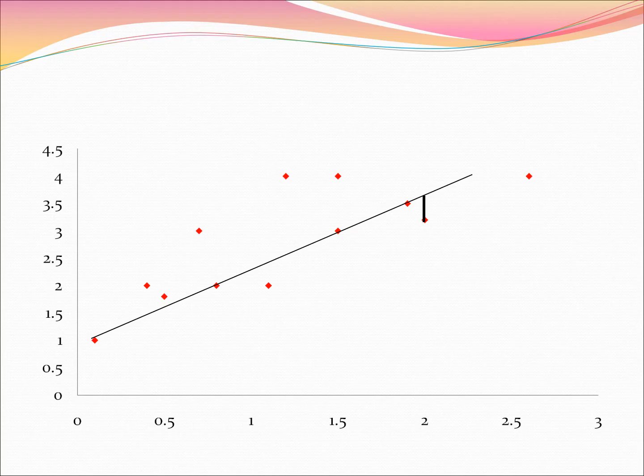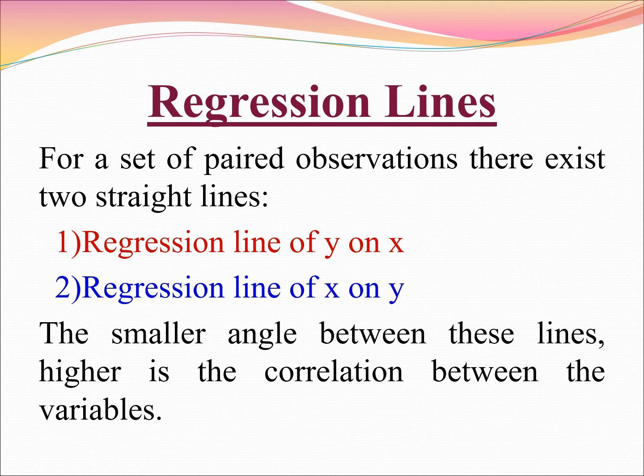If I try to collect the distance of all the points parallel to the x-axis and try to minimize the error, I get a regression equation of one type, and for the other I get a regression equation of the other type. Hence, there are two regression lines, a line of regression of y on x and of x on y. The smaller the angle between these regression lines, the higher will be the correlation between the two variables.